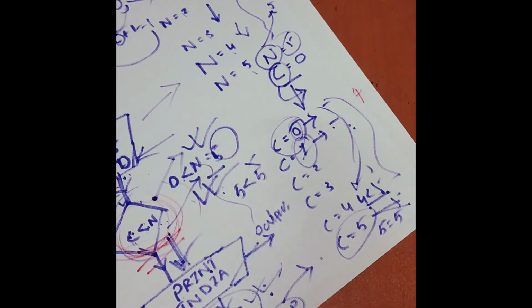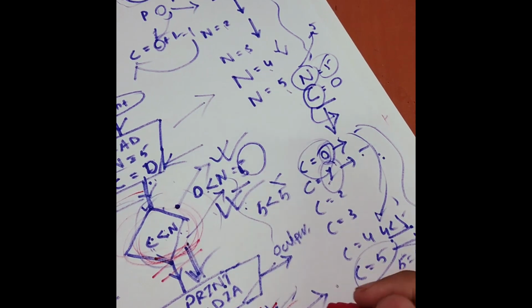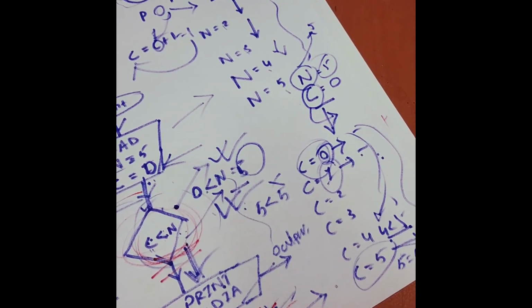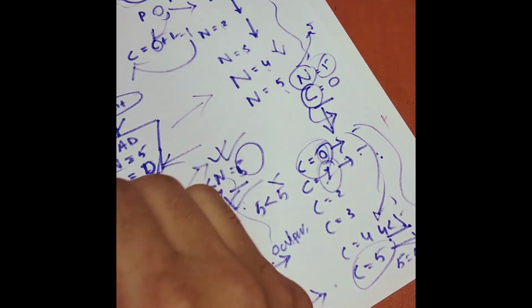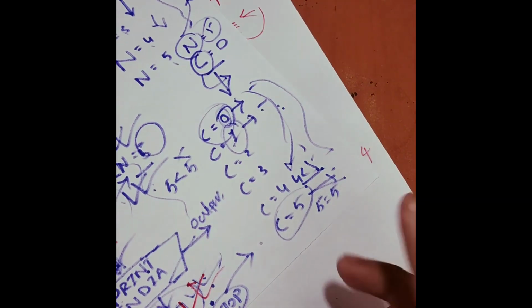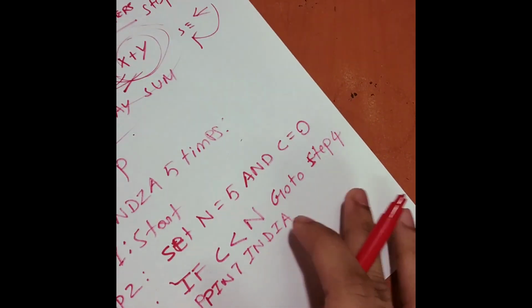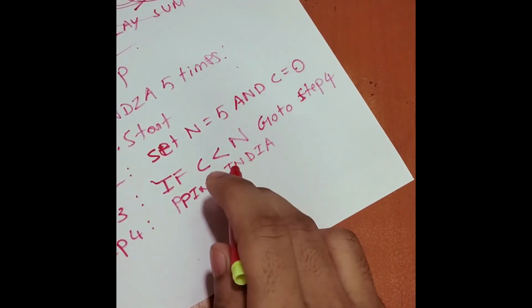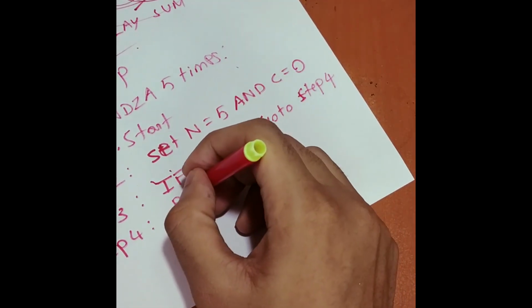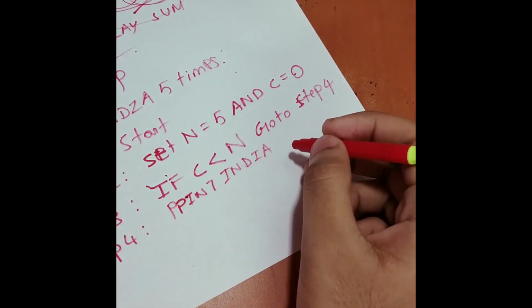In this flowchart, I had to increment the value of c in order to draw this loop, right? I have to increment the value of c, right? So now here we did something, a step error. Like, what is a step error?